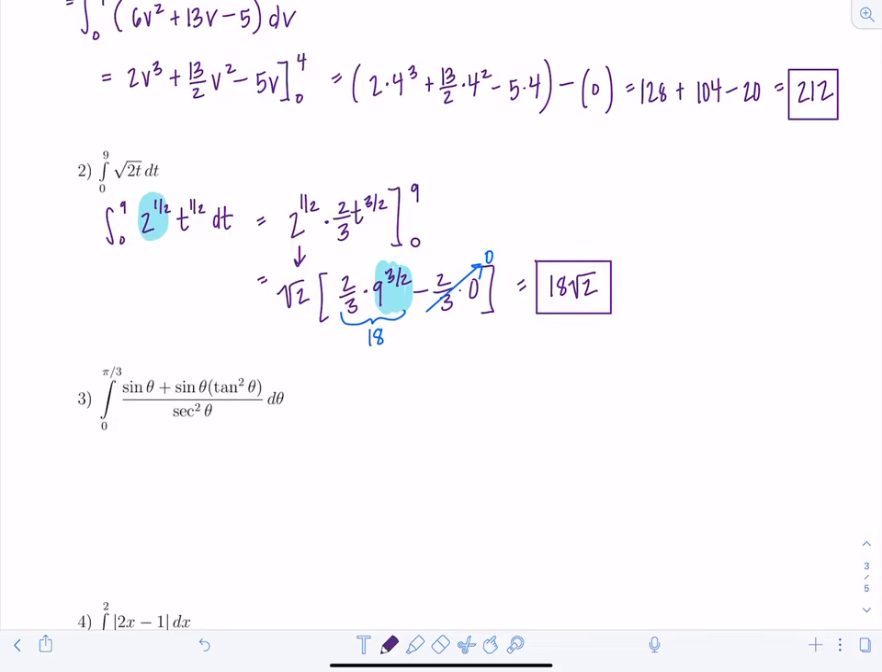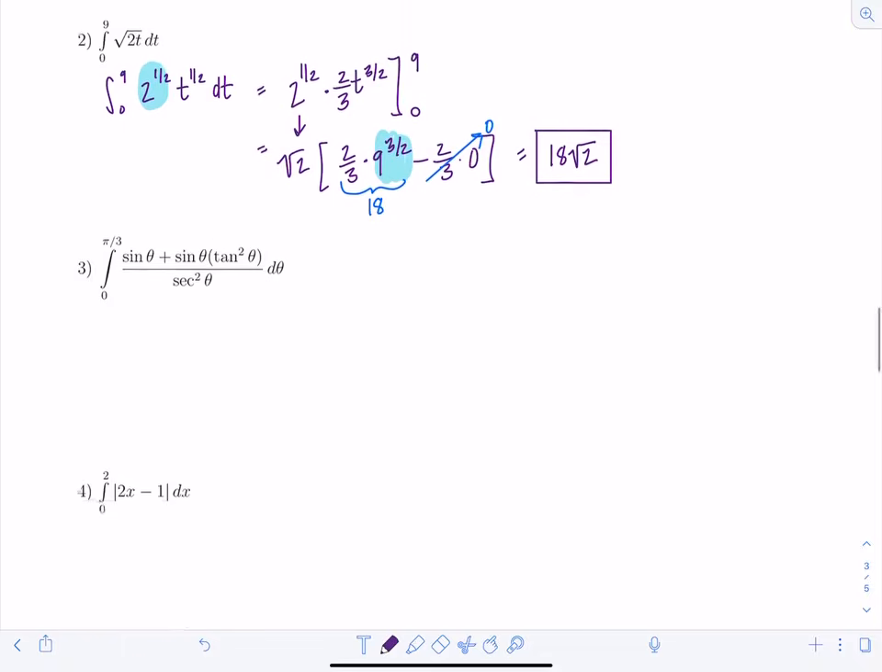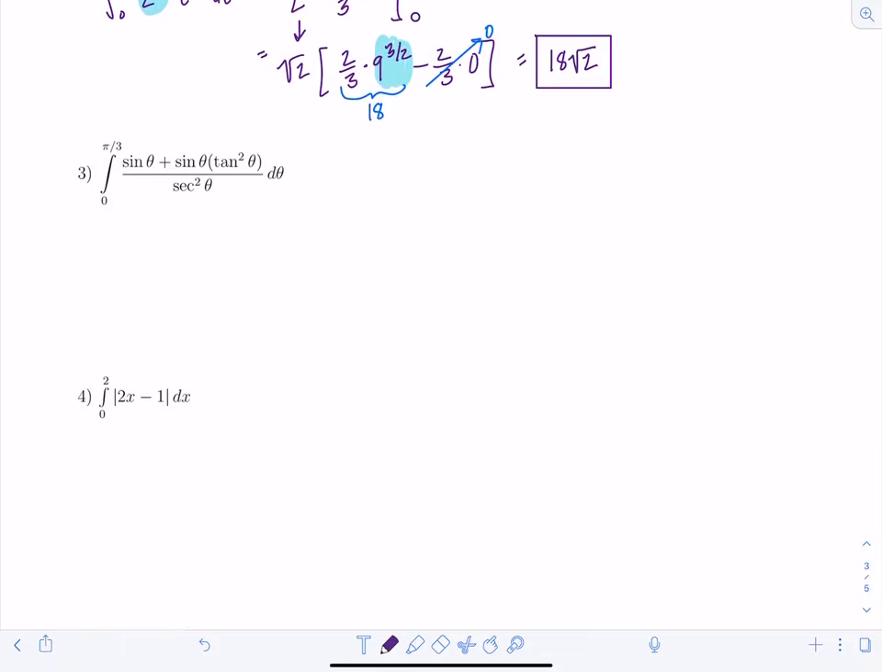All right, next we have the integral from 0 to pi over 3 of sine theta plus sine theta times tangent squared theta, over secant squared theta, d theta. All right, so the integrand needs some serious cleaning up before we can go ahead and antidifferentiate. And there's a couple ways actually you can do this. Some of you might notice an identity staring at us, but if you didn't, I would say start off, just split the denominator under each of the terms in the numerator.